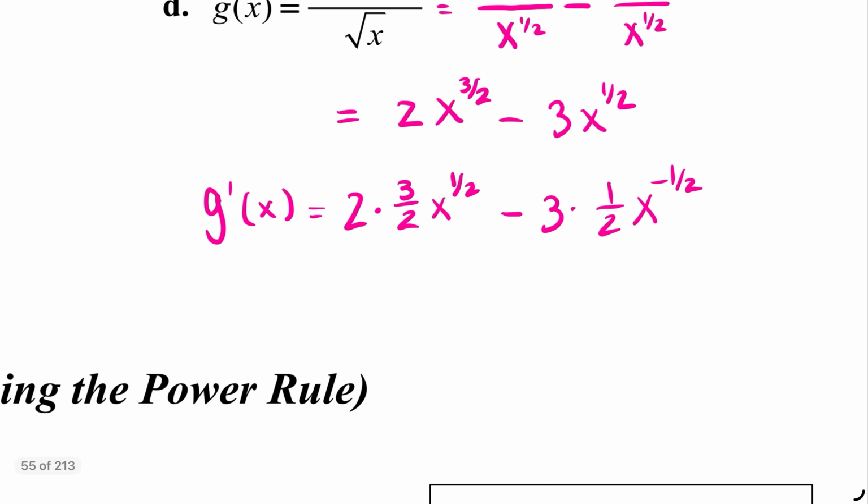Okay, so let's simplify what I can here. You can see that right here, these 2's are going to cancel each other out. So this really just becomes 3x to the 1/2. Over here, nothing cancels. I just got 3/2.